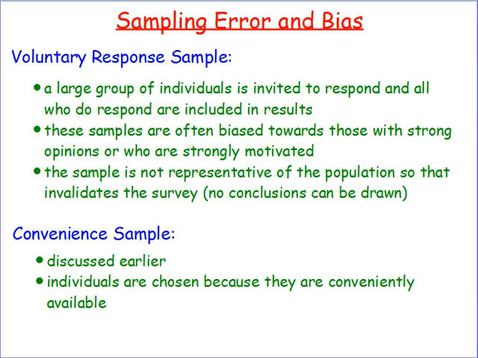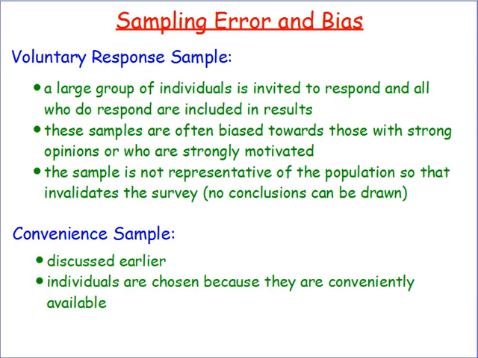If you offer an invitation to a large group and it's not something that's of interest to them, they may not respond. And the other issue that comes with this is your sample is not necessarily representative of the population. So that invalidates your survey. In other words, you can't draw conclusions if you have an invalid survey or an invalid sample group. So that's one type of sample that can cause bias.